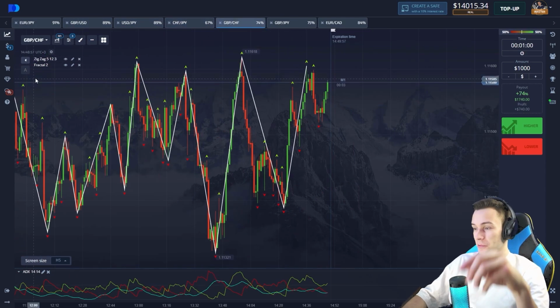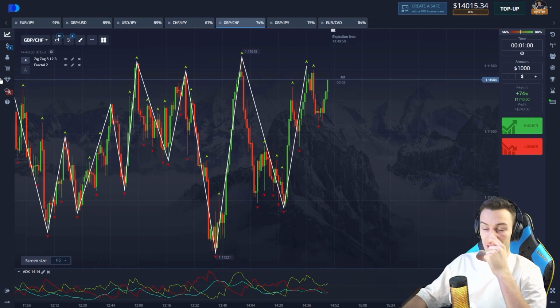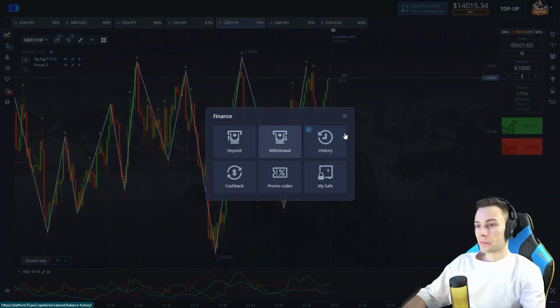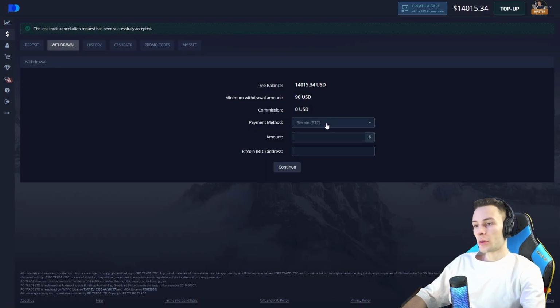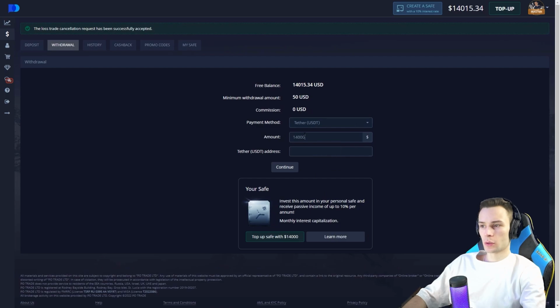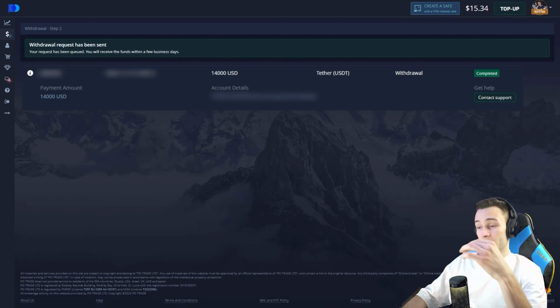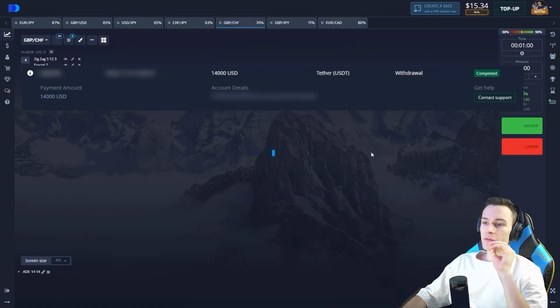Really productive trading session. We started from $150. Let's withdraw the money. I'm gonna withdraw $14,000 and keep this $15 on the balance, no big deal. And our transaction is being processed. I'll take a screenshot when it's done.